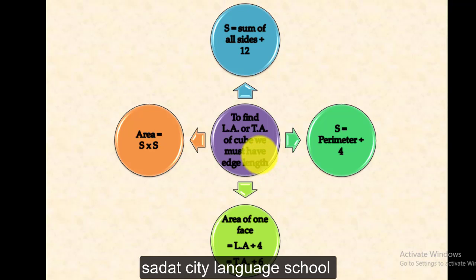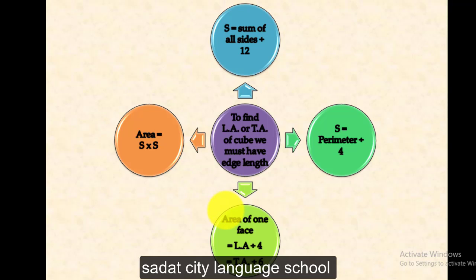Number 3. In some exercises, he gives the area. At first, area equals side length times side length. Search about a number multiplied by itself to get the area. So area equals side length times side length. From this rule, I will find the side length.